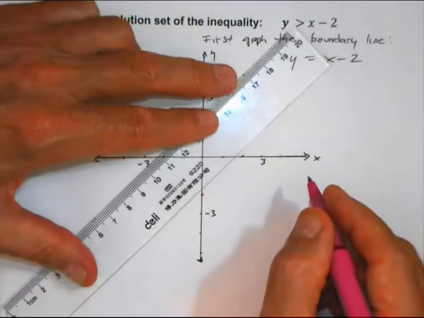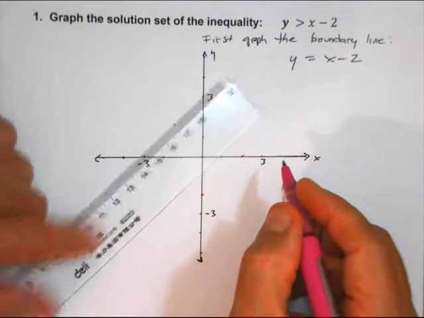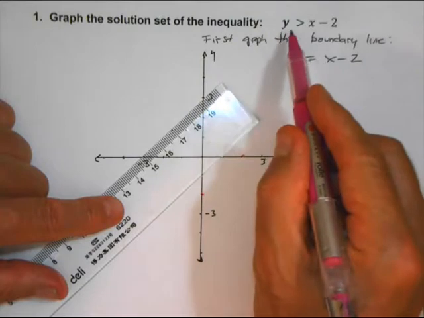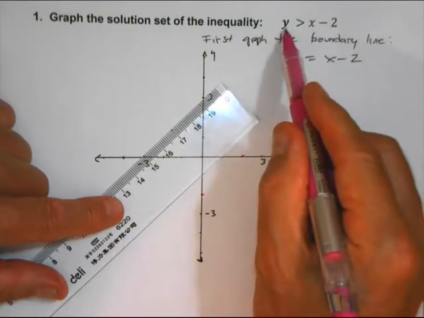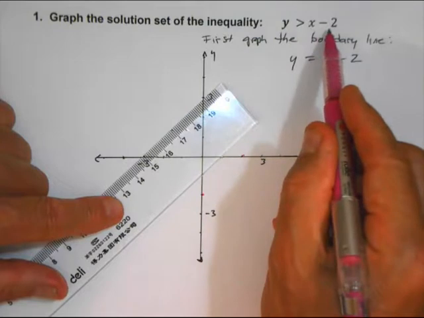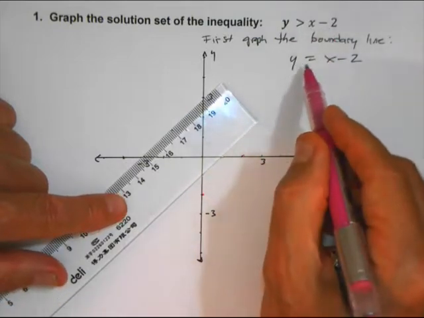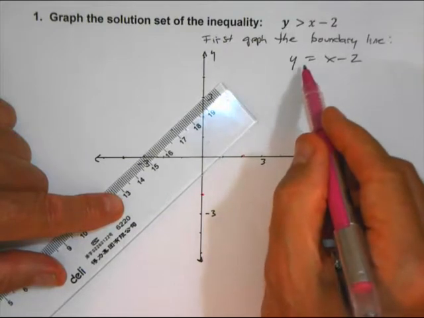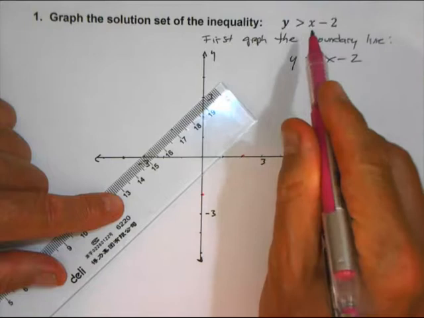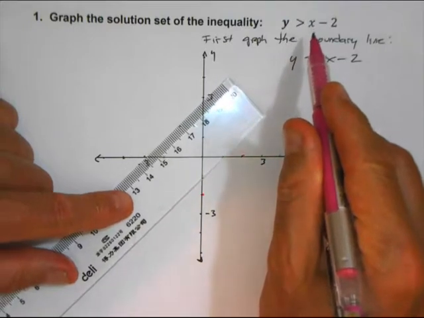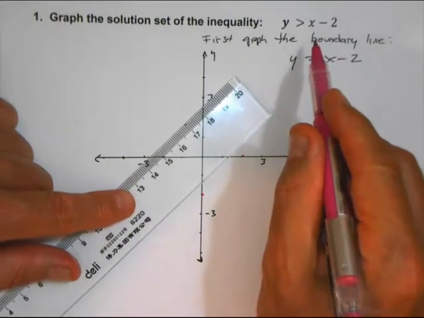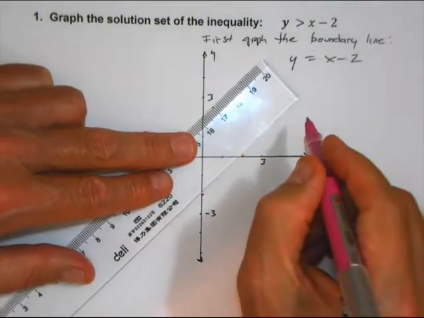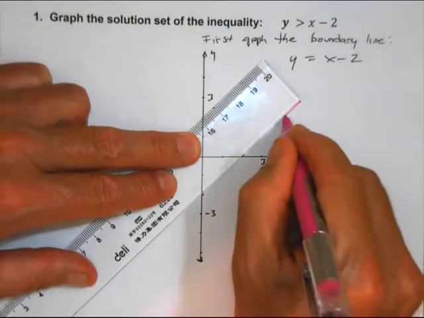Now, got to be a little careful. We're graphing the solution set to this inequality. This inequality has us graphing y greater than x minus 2. This boundary line is y equals x minus 2. So the boundary line will not be solutions to this inequality. Since that's the case, I graph the boundary line using a dashed line. Like this.